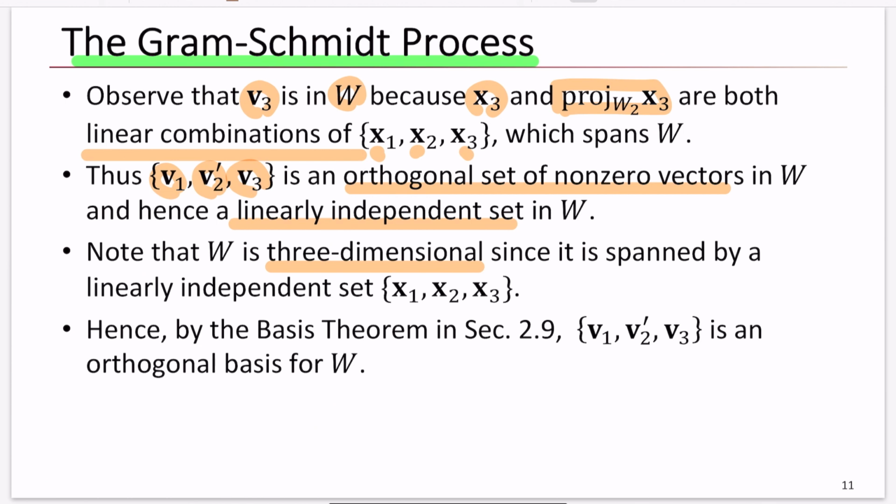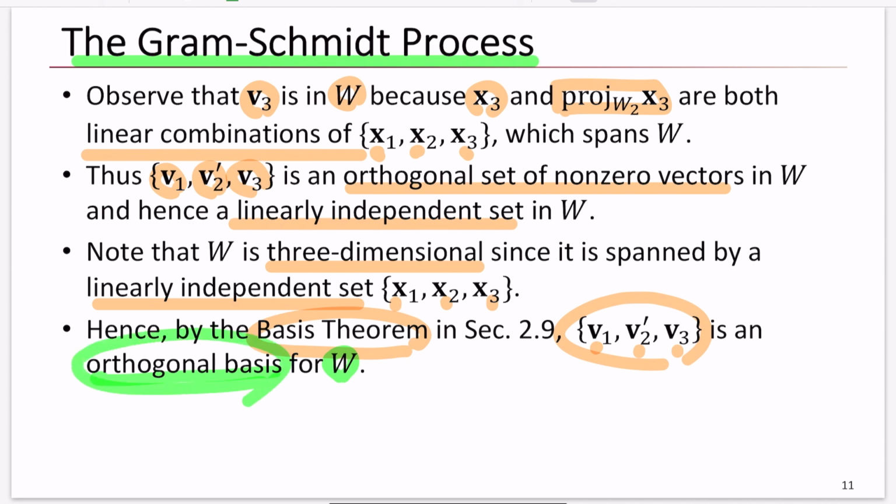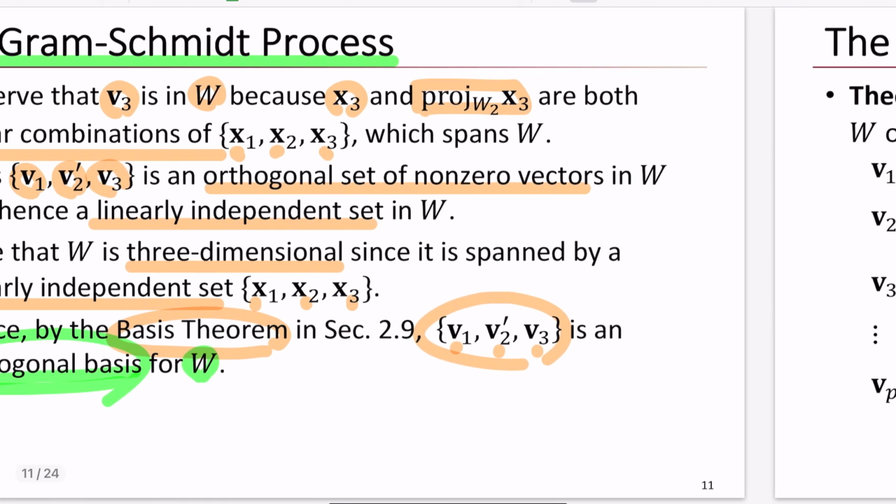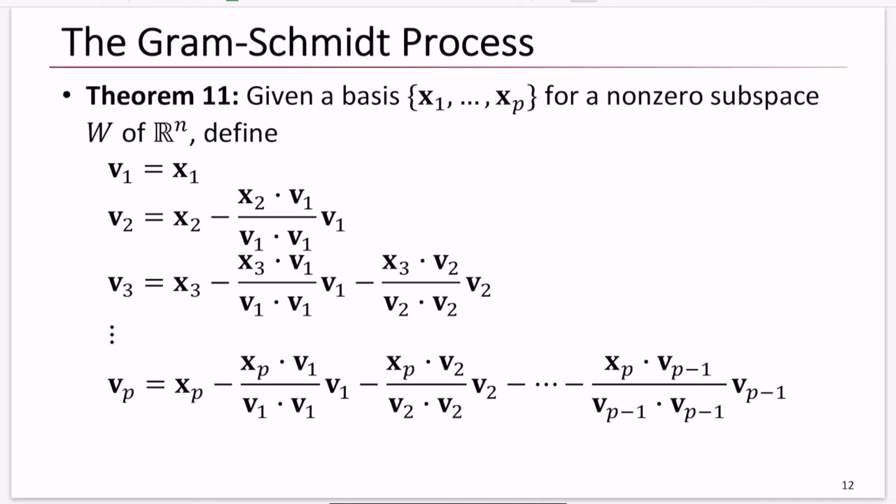Since it is spanned by the linearly independent set x1 to x3, by the basis theorem, v1' to v3' is an orthogonal basis for the W space. They are orthogonal to each other, linearly independent, and span the W space, so they form an orthogonal basis. So this is the Gram-Schmidt process. From now on, let's formulate this Gram-Schmidt process.